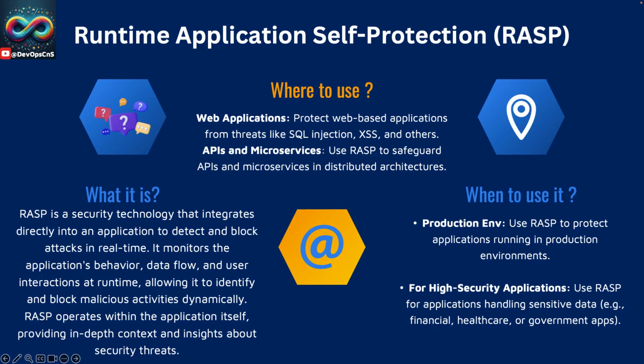So when and where can we use it? We can use RASP tools in the production environment. We can use these tools for high-security applications like banking applications, healthcare, government apps, or financial institution apps. We use them for web applications, APIs, or microservices, where we can protect the application from threats like SQL injection, XSS, and other hacker attacks.